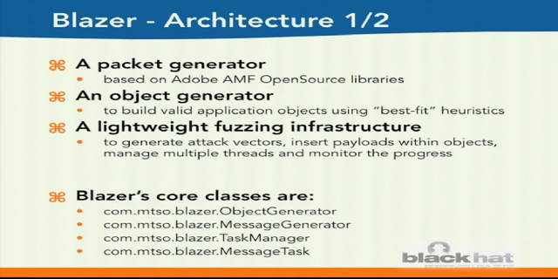Surrounding these two components, we have a lightweight fuzzing infrastructure. So we need to process tasks. We need to generate and define attack vectors. We have a few parameters to tune. So everything is managed by, obviously, other different components. If you want to look at the code, those are the main classes of the application.